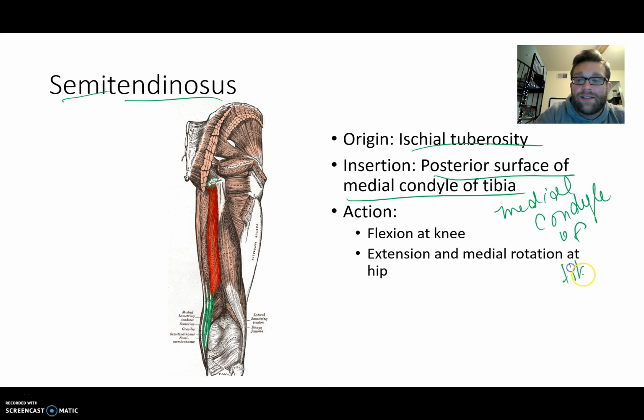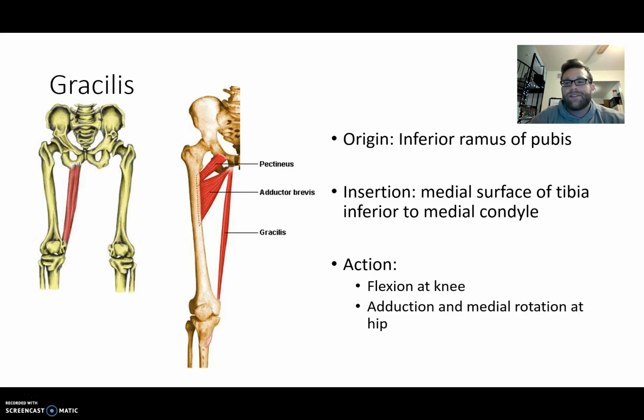Again, you have to tell me that it's on the tibia because we've learned that there is more than one condyle in the body. So it has two actions, flexion at the knee and extension and medial rotation at the hip. A lot of these leg muscles have very similar actions. So if you can remember which ones have this one, that's one action that you're only going to need to do. This next muscle, gracilis.